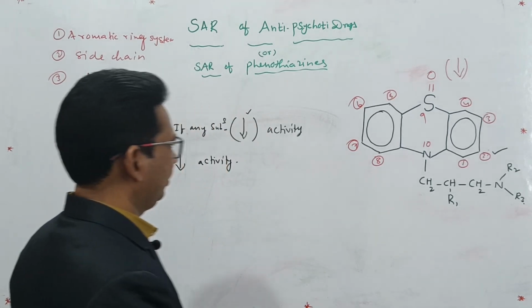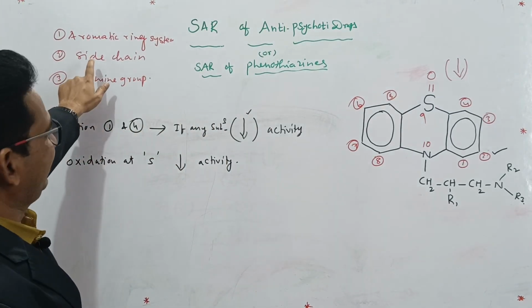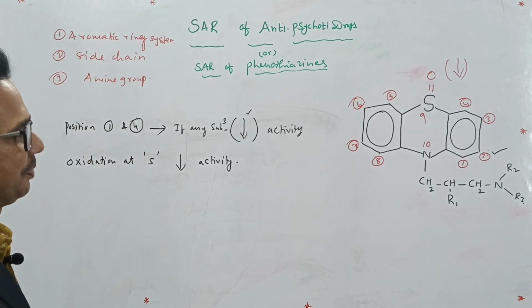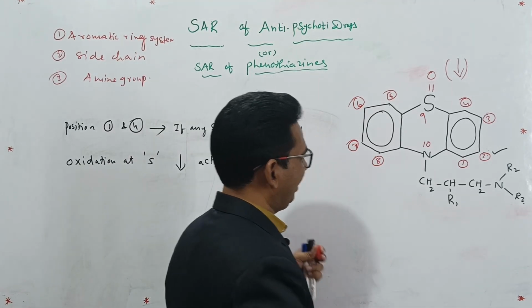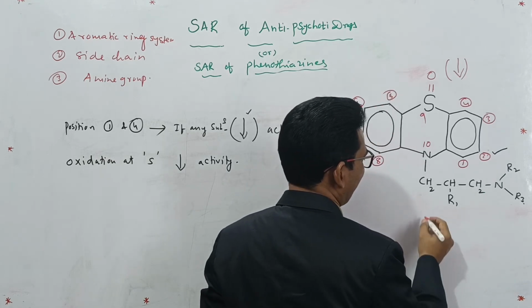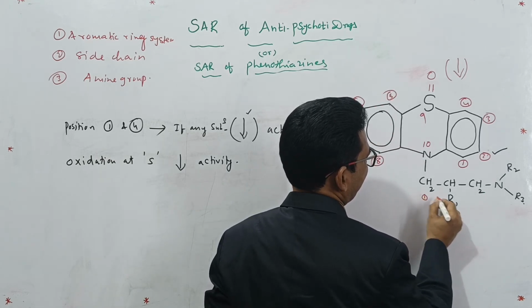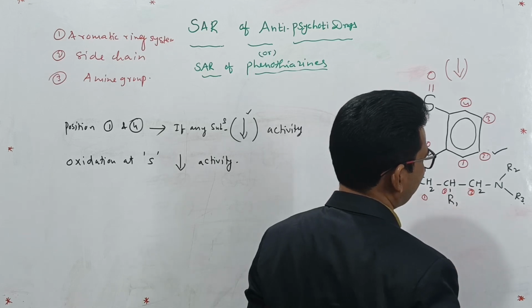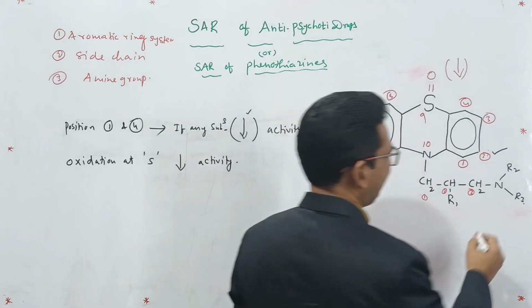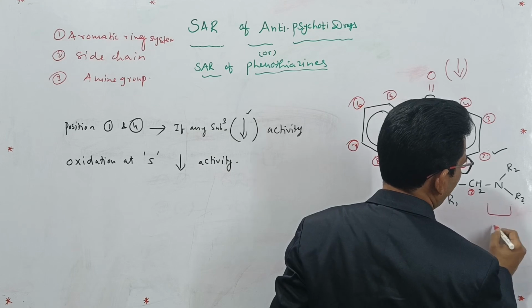Now we will go for the next side chain. Remember, in this case the side chain is very important, it plays the vital role. I will give the numbering for this one: 1, 2, 3. The third position, what is there? Tertiary amine group is there. This is called the tertiary nitrogen.